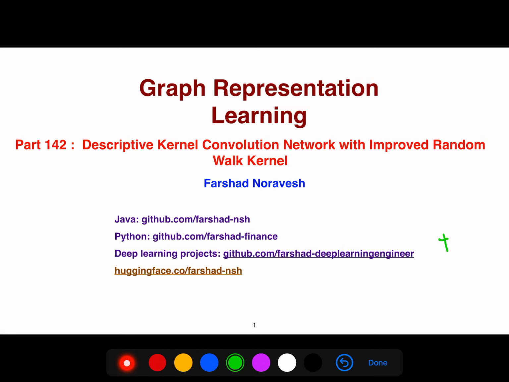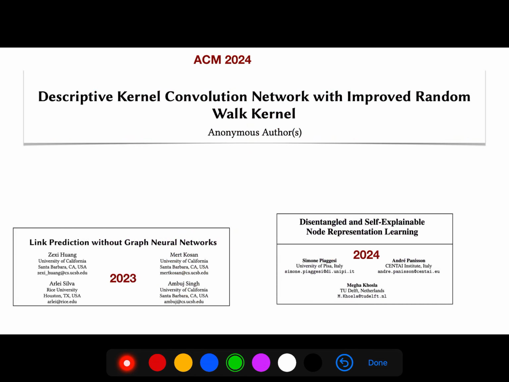Alright, so in this video I'm gonna be explaining another important paper with the title Descriptive Kernel Convolution Network with Improved Random Walk Kernel. This is an ACM paper from 2024.